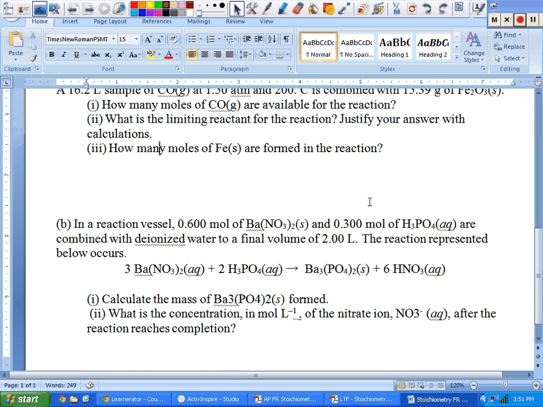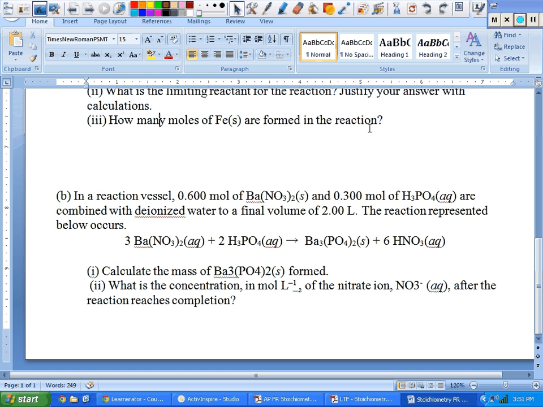All right. In a reaction vessel, 0.6 moles of barium nitrate and 0.3 moles of, what's this thing right here? It starts with an H and it's aqueous. What polyatomic is PO4? Phosphate, and ate turns to ic, so it's phosphoric acid. So barium nitrate and phosphoric acid are combined with deionized water. Now, why does it matter we're mixing it with water? That's okay, because all acids must be in water. To a final volume of 2 liters. The reaction represented below occurs. So we have barium nitrate plus phosphoric acid yields barium phosphate plus nitric acid.